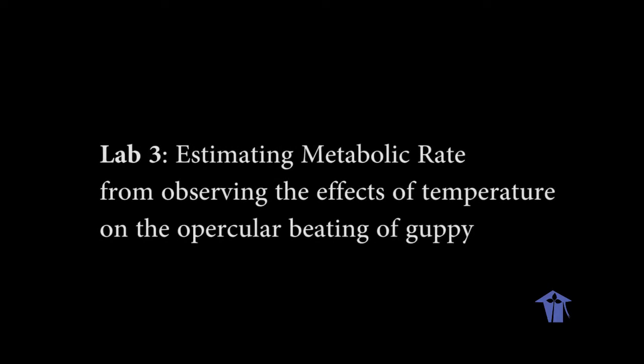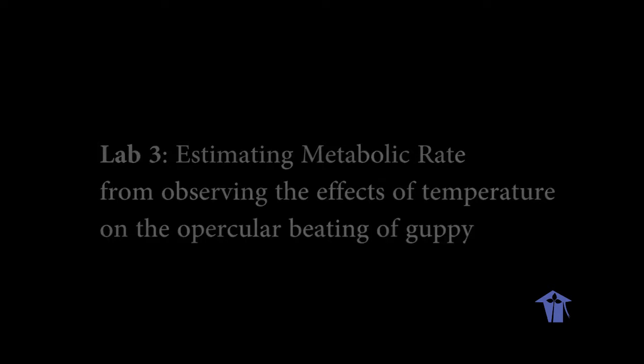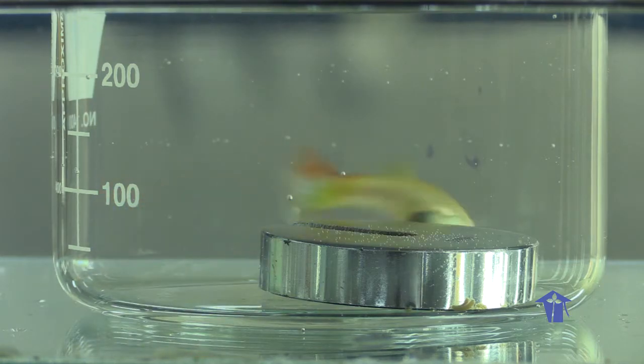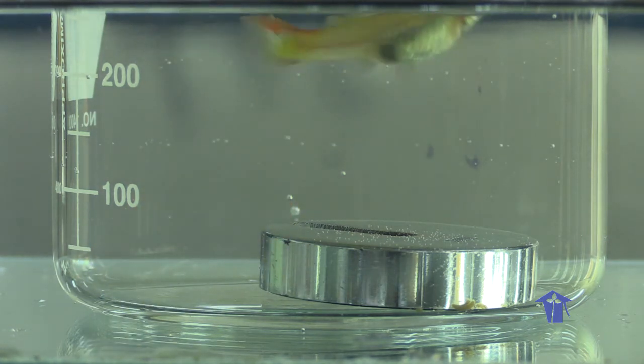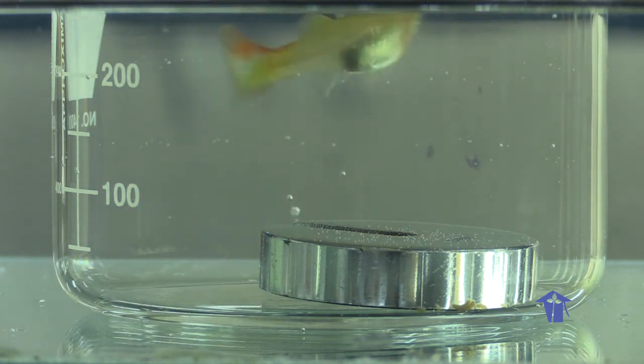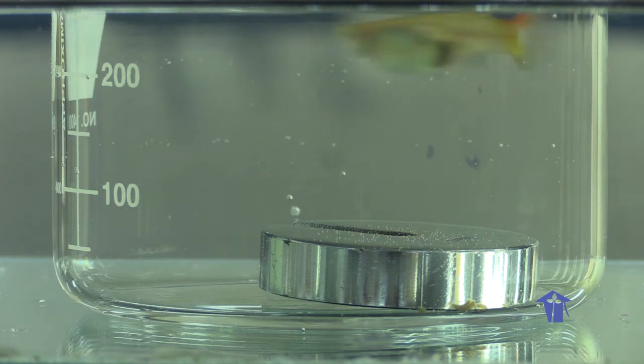Hi everyone, in this lab session we'll be estimating the metabolic rate from observing the effects of temperature on the auricular beating of goldfish. For this lab we have a guppy, not a goldfish, so we'll be looking at the number of beats per minute to get an idea of how temperature changes are affecting its physiological functions such as heart rate and oxygen consumption.